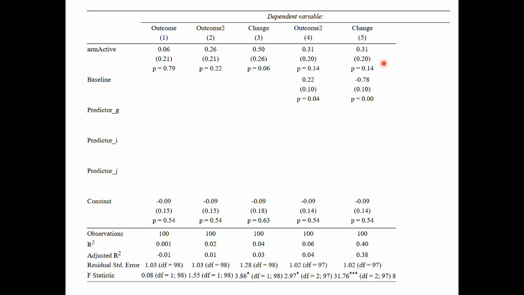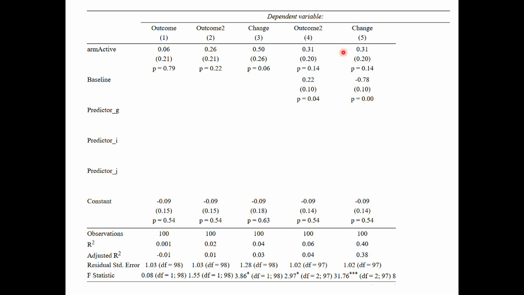Here, when I adjust for baseline when it's the change score, lo and behold, I get the exact same effect. Now, what is going on here? If I do the outcome, just the measurement at the end of the study, or if I do the change, if I adjust for the baseline value, I get the same value for the coefficient.